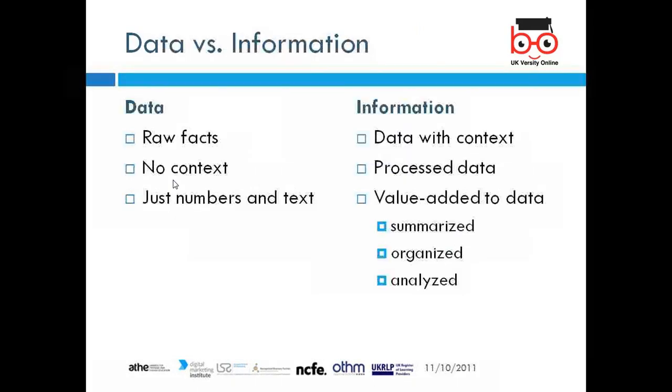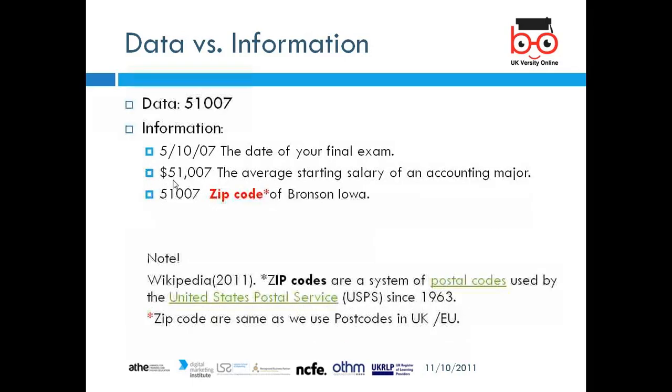So next we are moving on to our next area of discussion. What is the difference between data and information? Data is a raw fact, no context, just numbers are called data. Information is data with context, processed data, value added to the data, summarized, organized, and analyzed. So like when your exam is, when we have to submit, when we have to pay, all this becomes information. Data is just numbers.